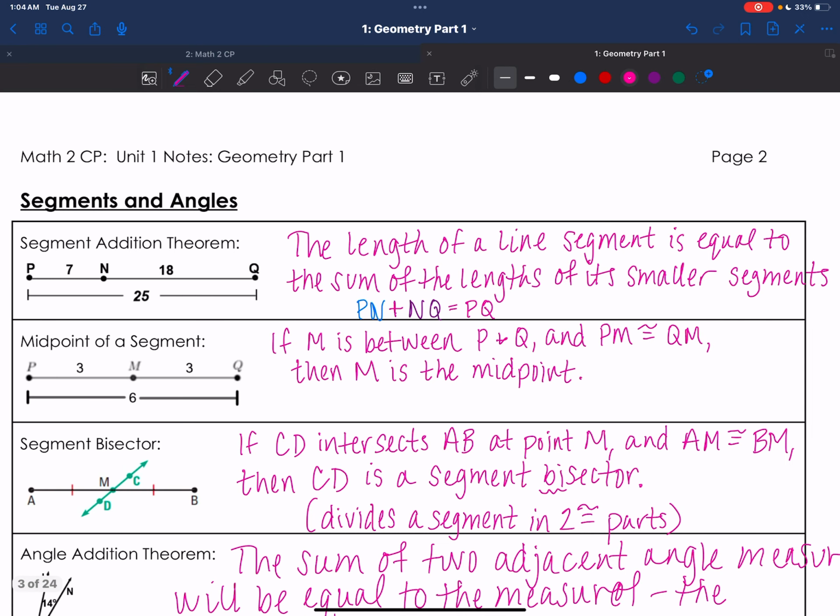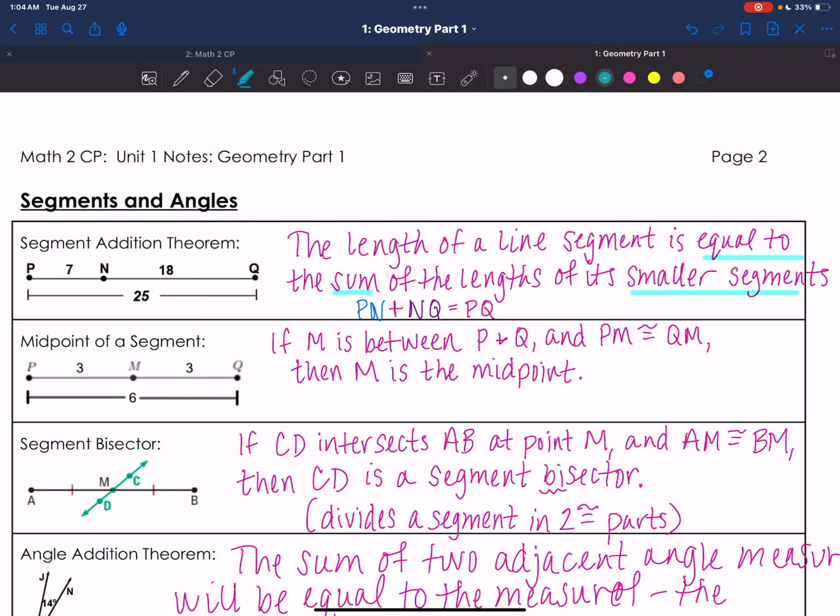So first off, we have segment addition theorem. And for this one, the length of the line segment is equal to the sum of the lengths of its smaller segments. So let me highlight that for you. So the length of the line segment is equal to the sum of the lengths of the smaller segments.